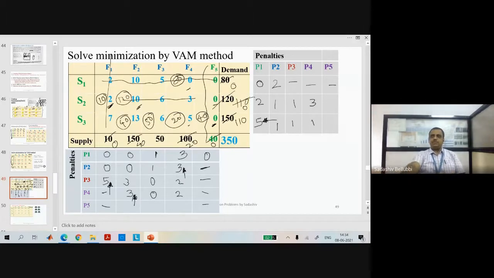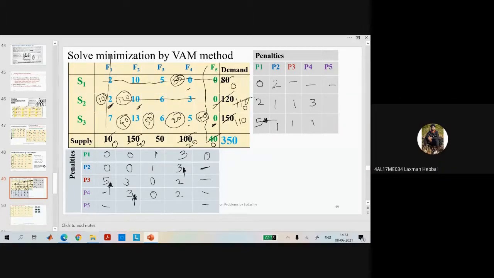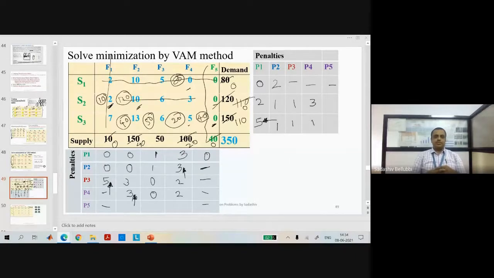Any doubts? This is the way we need to solve the minimization problem by the VAM method. Any doubts in this?